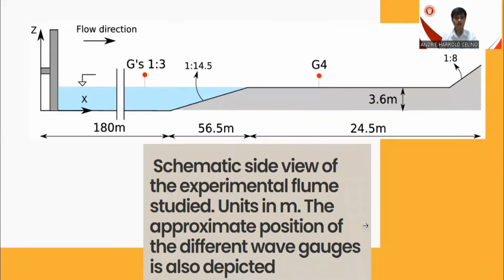Figure 2 shows the solitary wave. This wave experiment is conducted using a piston-type wavemaker. The flow of water is rightwards, and it travels a distance of 180 meters until it reaches a slope.